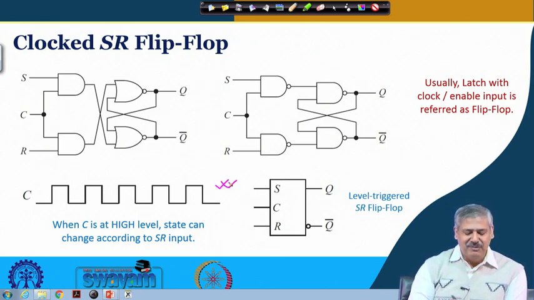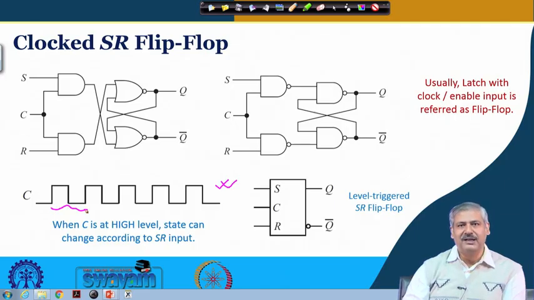a waveform something like this, right. So, it goes high and low. So, this is one clock cycle, right, and in each clock cycle you are looking for one state change if it is so desired by the input to that particular bistable circuit, in this case the SR latch that we have discussed. Okay. And usually a latch with a clock is called a flip flop.